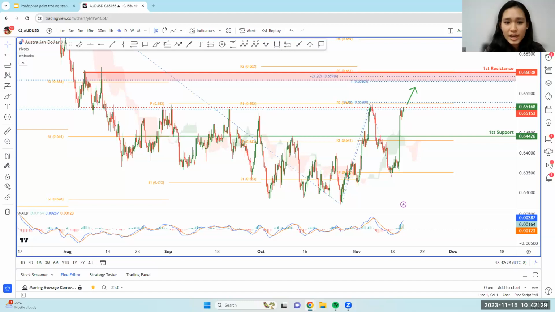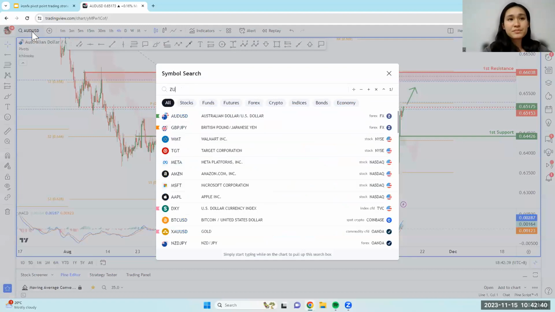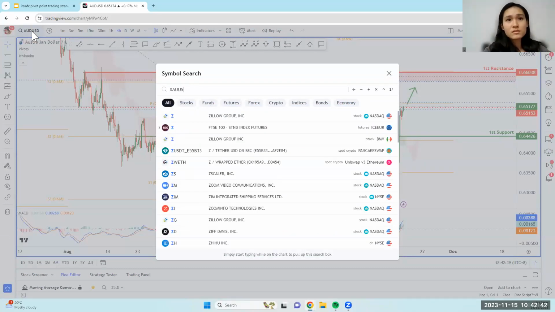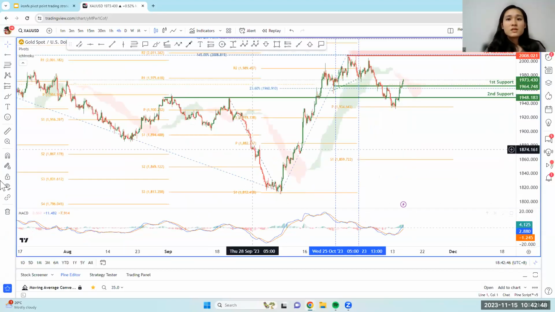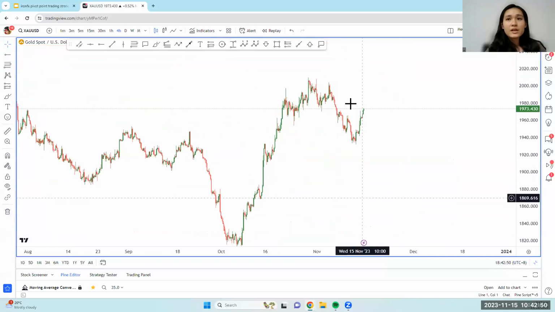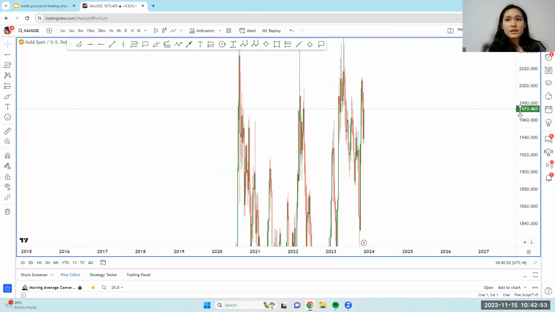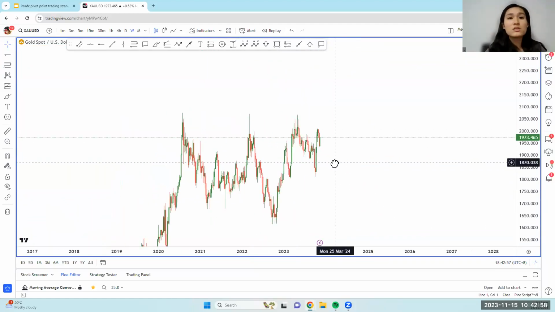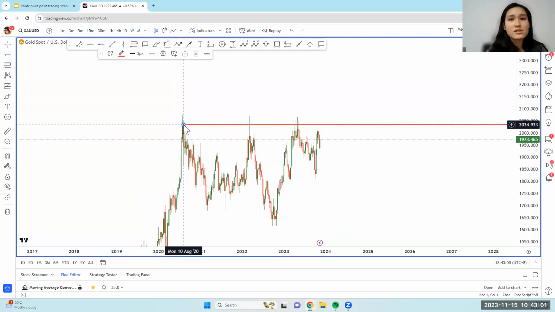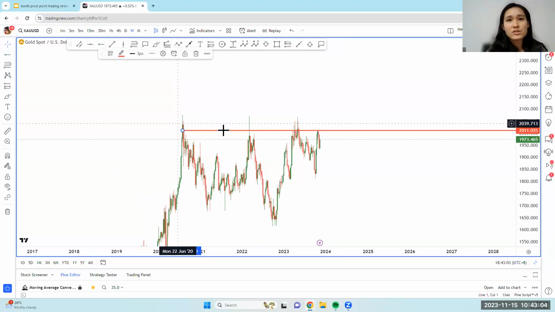Let's look at another chart. Maybe let's take a look at gold. Same thing, I'm going to look at it from the higher time frames first, and we see price reversing off of this multiple swing high resistance.